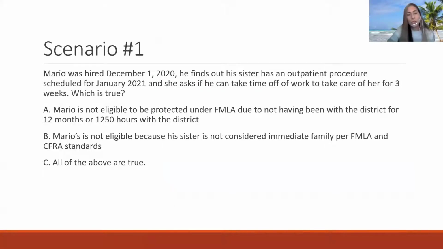So I'm going to go ahead and just do a scenario. Scenario 1: Mario was hired December 1st, 2020. He finds out his sister has an outpatient procedure scheduled for January 2021, and she asks if he can take time off work to take care of her for 3 weeks, which is true. A, Mario is not eligible to be protected under FMLA due to not having been with the district for 12 months or 1,250 hours. Or B, Mario is not eligible because his sister is not considered an immediate family member per FMLA and CFRA standards. Or C, all of the above are true.